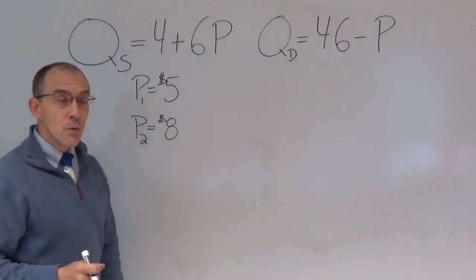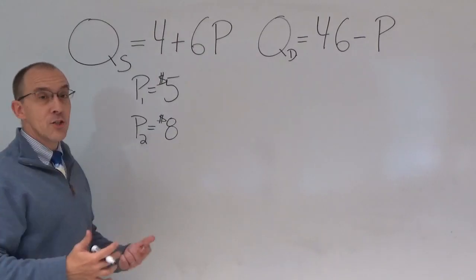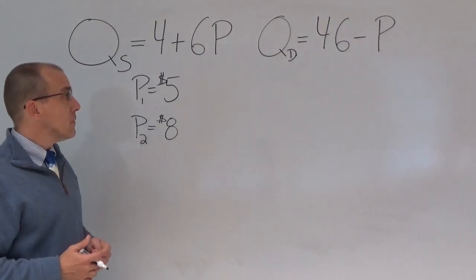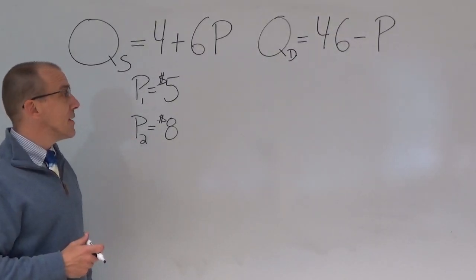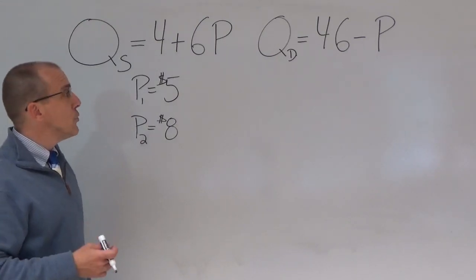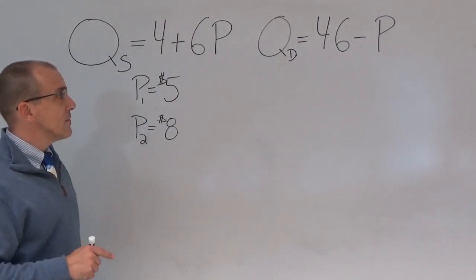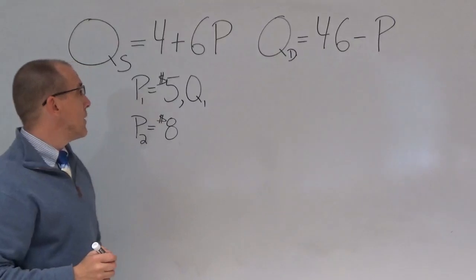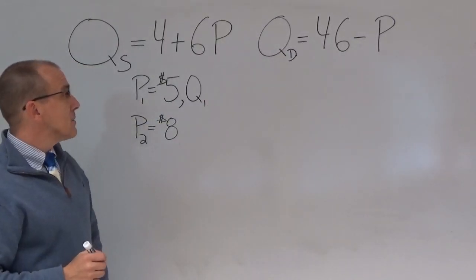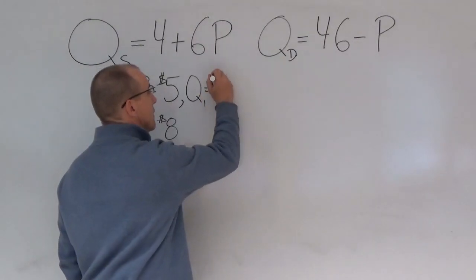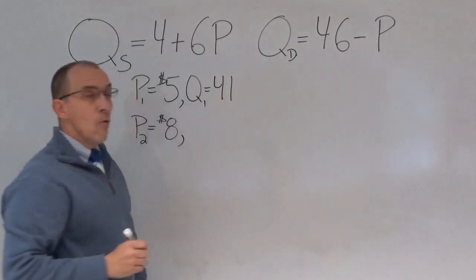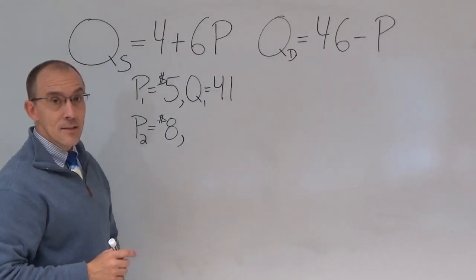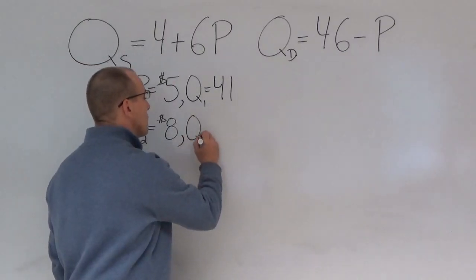Now, what we're going to do is think about how the price and quantity change for both the supply and the demand between these two prices. So we also need to calculate our quantities. We're going to do demand first, so we're going to do elasticity of demand. At a price 1 of $5, the quantity demanded is 46 minus the price of $5, which gives us a quantity of 41. For a price of 8, we take 46 minus 8, which is 38. So our quantity 2 is 38.